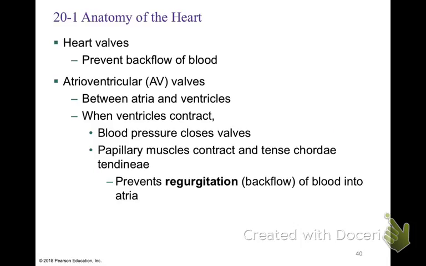The AV valves are between the atria and the ventricles. You have a tricuspid on the right, a bicuspid on the left, and what closes the valves is simply when the blood tries to flow backwards. So the valves are prevented from opening backwards by their structure, and in the case of the AV valves, it's the contraction of the papillary muscles pulling on the chordae tendineae that prevents those flaps from just blowing open in the opposite direction.